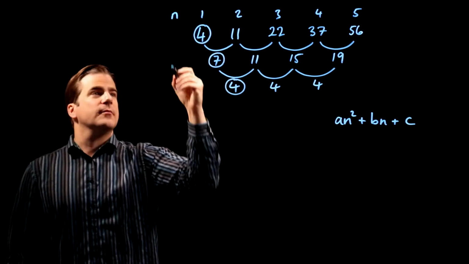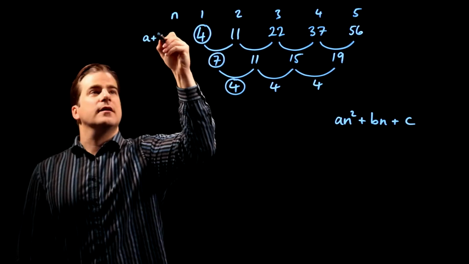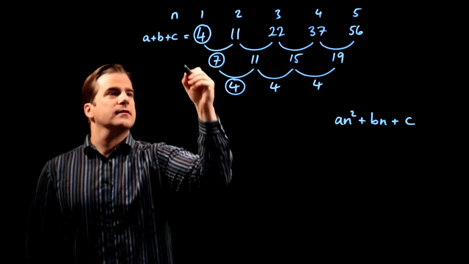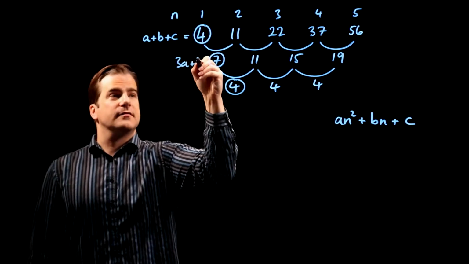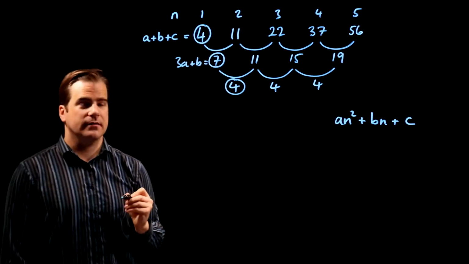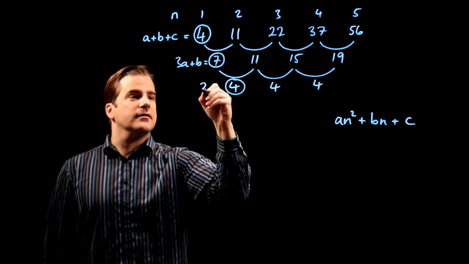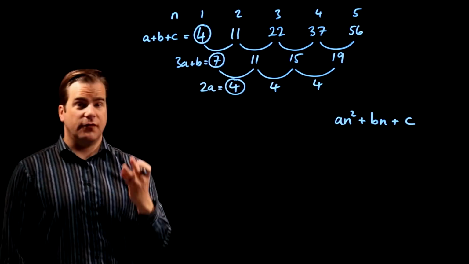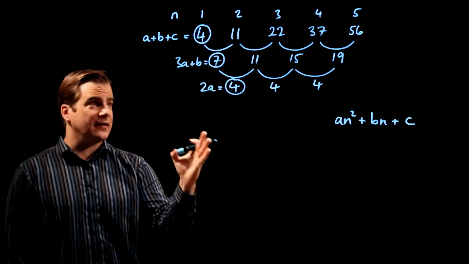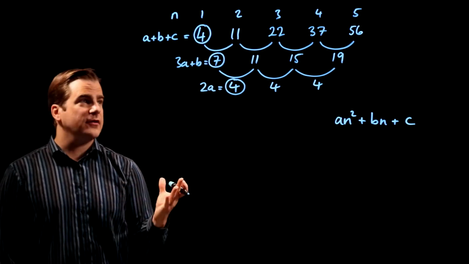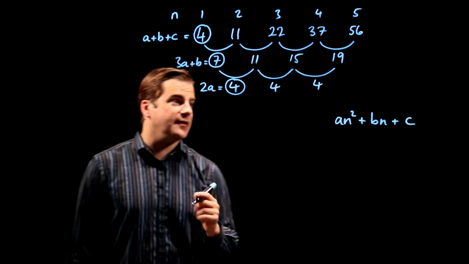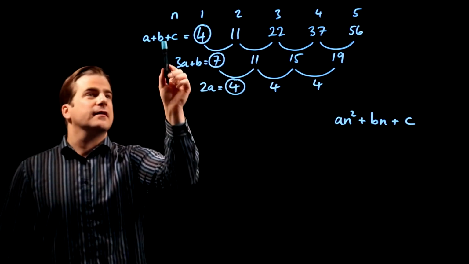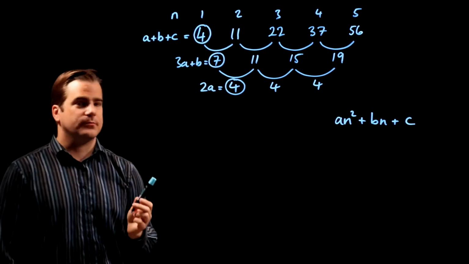And again, you need to remember that a plus b plus c equals that number. 3a plus b equals that number. And 2a equals that number. Okay? So there's 4 things you need to remember to nail these questions. If you know these 4 things, it's easy. Quadratic sequences are easy if you know that, that, and that.